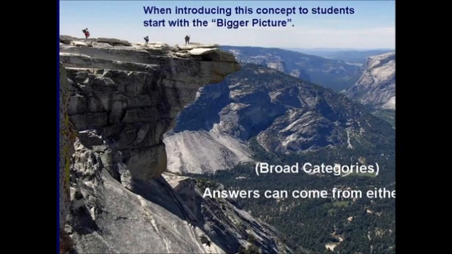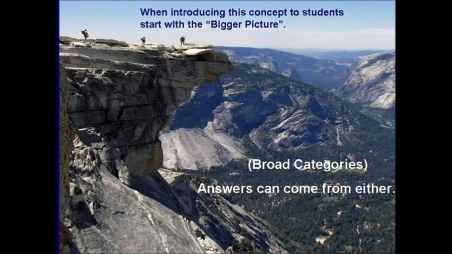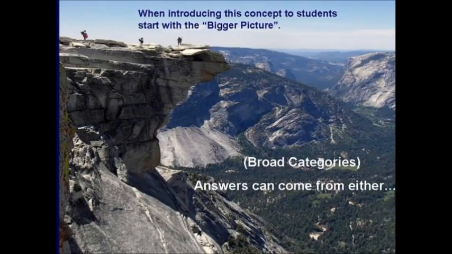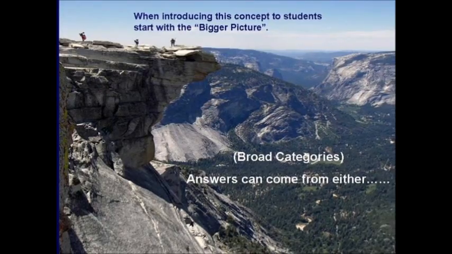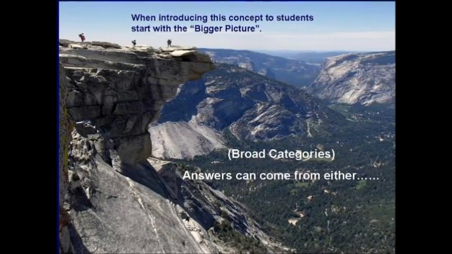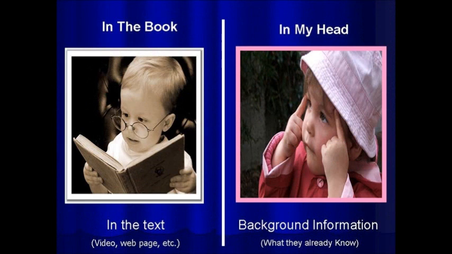When introducing this reading strategy to students, instruction should begin with the bigger picture, the 2 broad categories. Answers can come from either of 2 places. In the book or in my head. In the book, the answers can be found in the text. In my head, students rely on what they already know to answer questions.